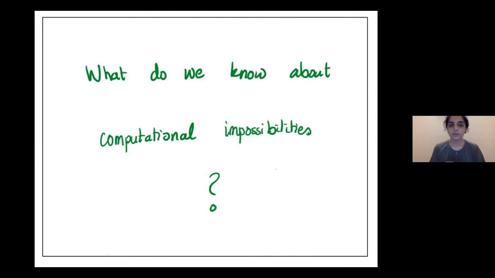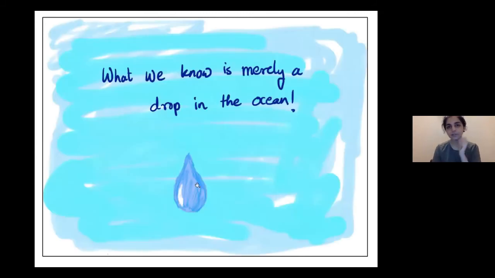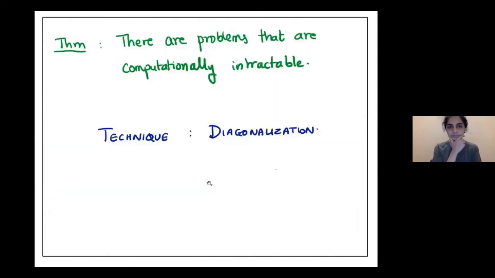So let's see what we know about computational impossibilities. Truly, what we know is only a drop in the ocean. There are problems that are known to be intractable, like no computer can solve them. These are very classical results by now, and they are proved using a technique called diagonalization. Cantor's diagonalization is used, for example, to show that reals are denser than integers in mathematics. When you computationally adapt the proof, it says something about tractable versus intractable problems.